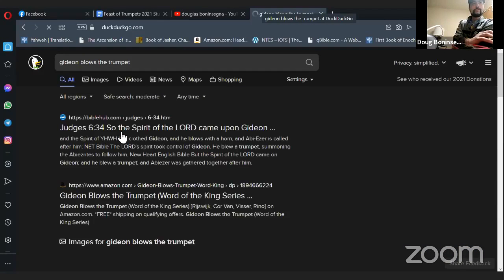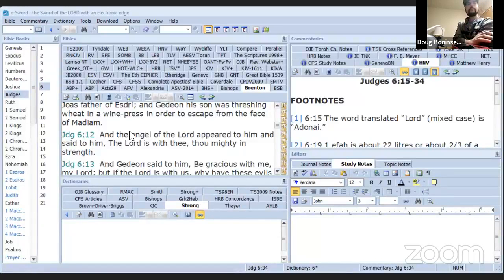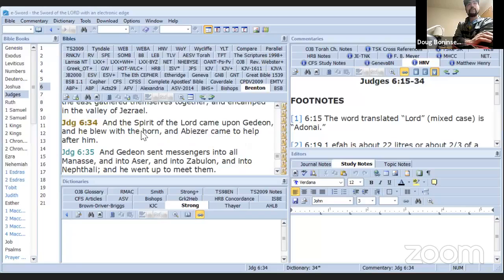Yeah, here we go. So Judges 6:34. And it says, the spirit of Yahuwah came upon Gideon, and he blew with the horn. So most likely this is talking about a cornet. And Eliezer came to help after him.